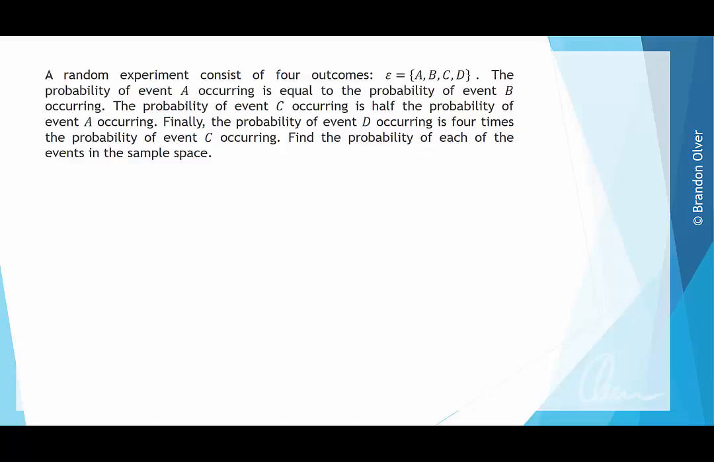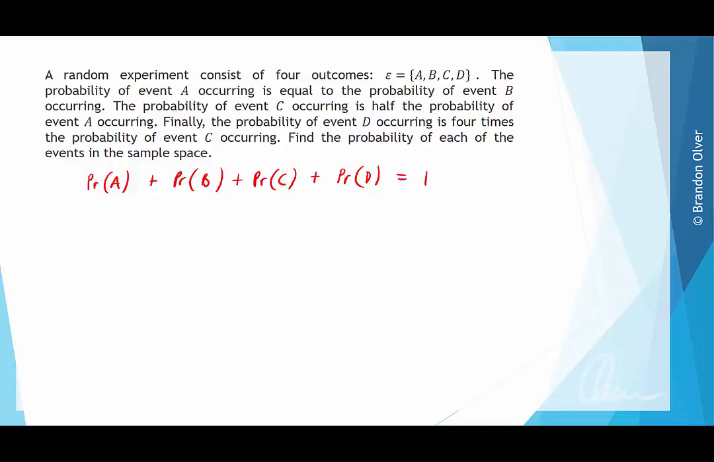What we're going to need to do here is remember that the sum of all the probabilities in the sample space is going to add up to 1. That is, the probability of A plus the probability of B plus the probability of C plus the probability of D, our 4 events, adds up to 1.